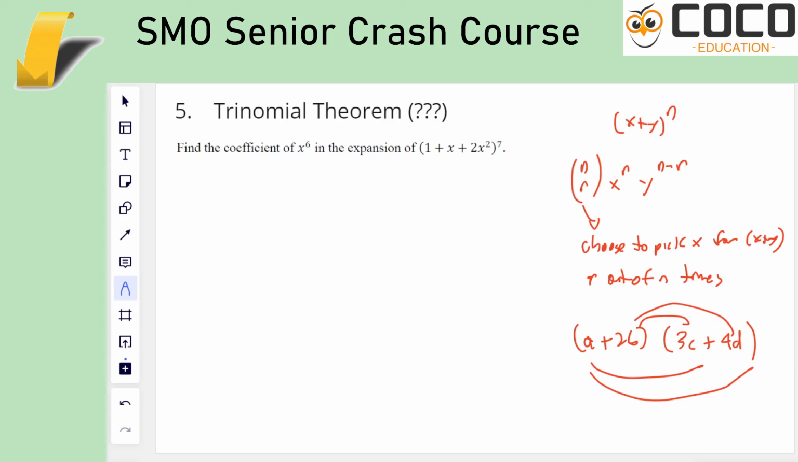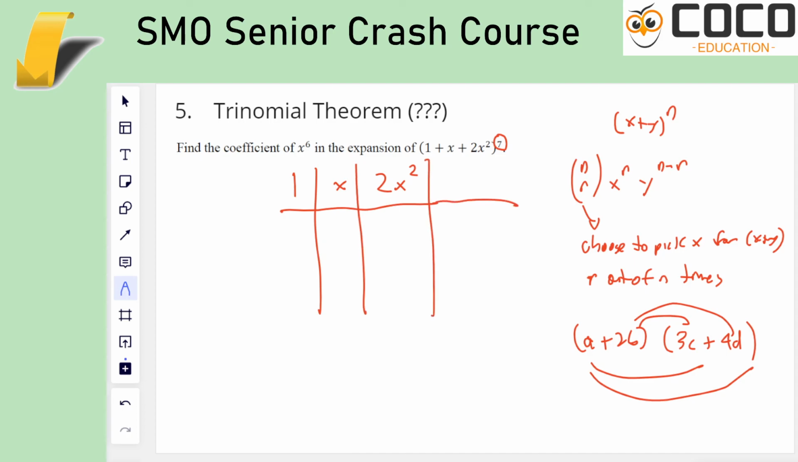So this is actually where you get to do a bit of counting. The SMO has lots of algebra, but a bit of counting is going to show up in questions like this. So what you need to do is just to see how many ways there are to get x to the power of 6 from 7 brackets containing these. Now I'm going to just draw a table of all the different combinations that would work.